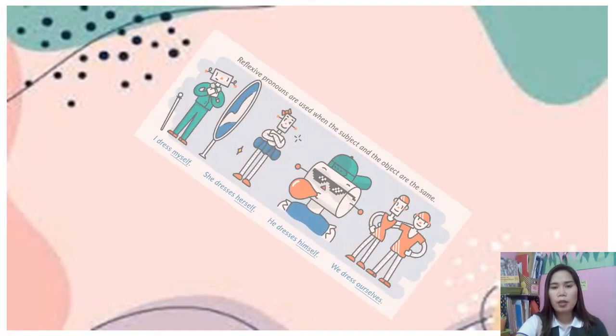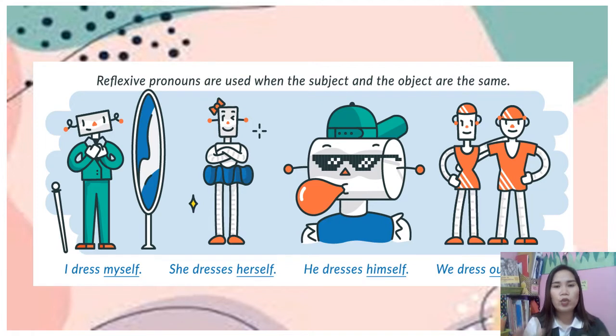Here are some examples of reflexive pronouns. I dress myself. Myself here is a reflexive pronoun because it refers to the subject, which is I. Myself is used as direct object. I dress who? Myself. So myself and I refer to the same person. Next is, she dresses herself. Herself here is a direct object and it refers to the subject she.